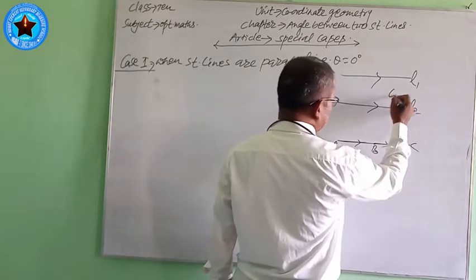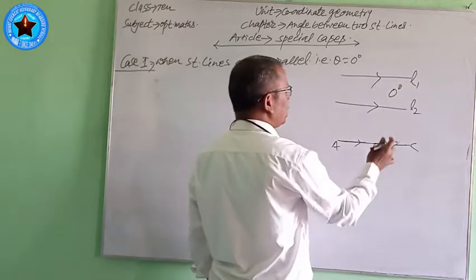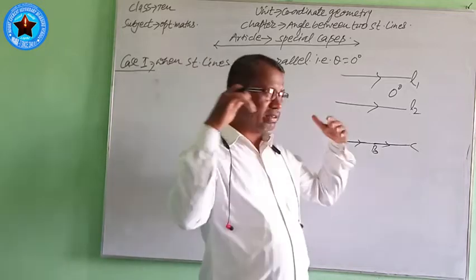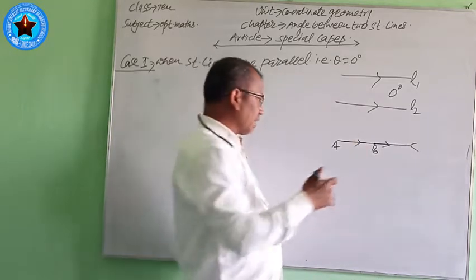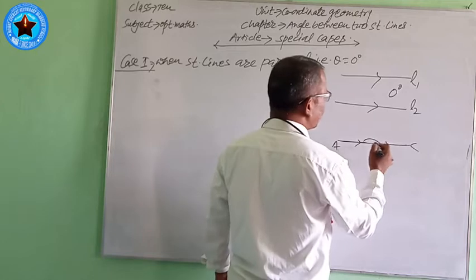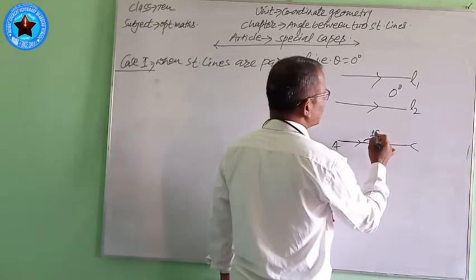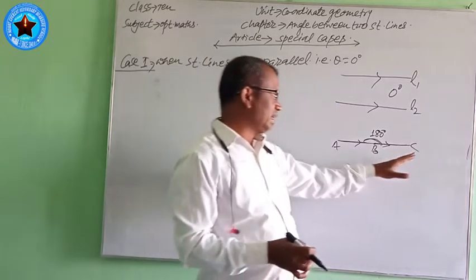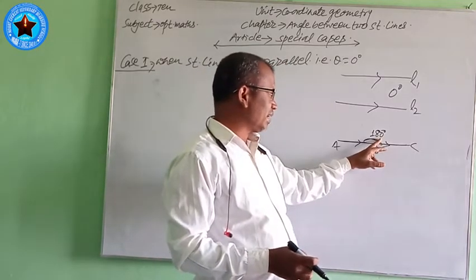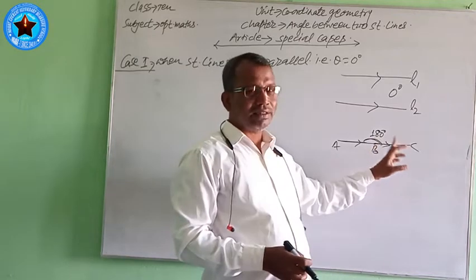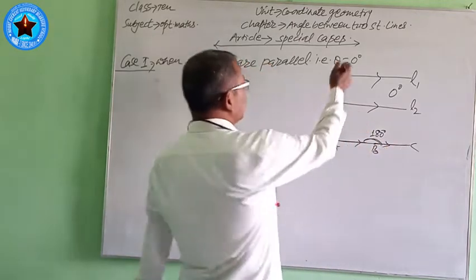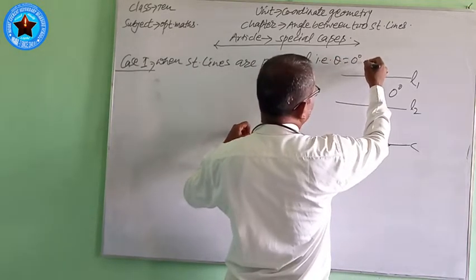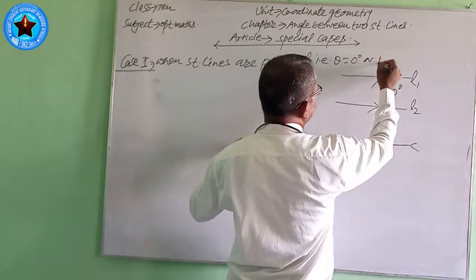In this case the angle between two parallel lines is 0 degree when they are separate lines, whereas when the straight lines are parts of the same straight line, the angle between the parts is 180 degree, and these two are also parallel. AB and BC are also parallel, and in this case the angle between AB and BC is 180 degree. Therefore we can write here, when straight lines are parallel, theta can be 0 degree or 180 degree.